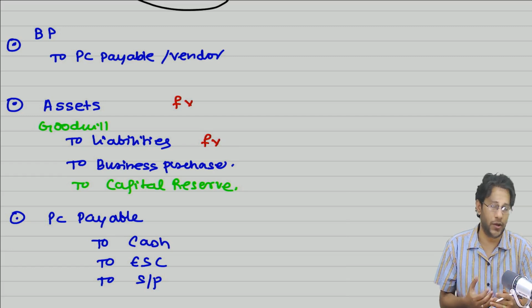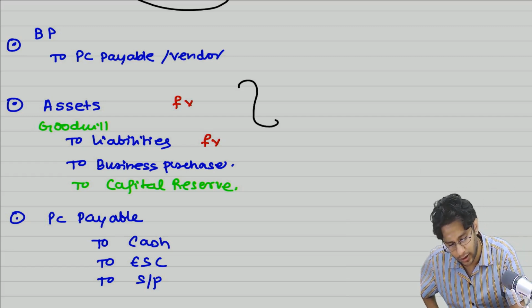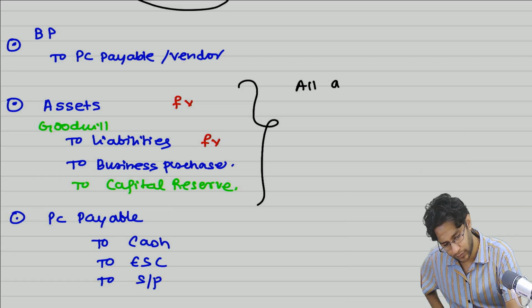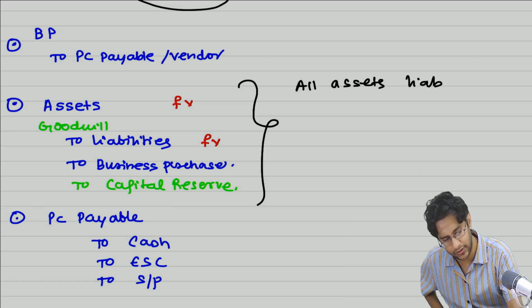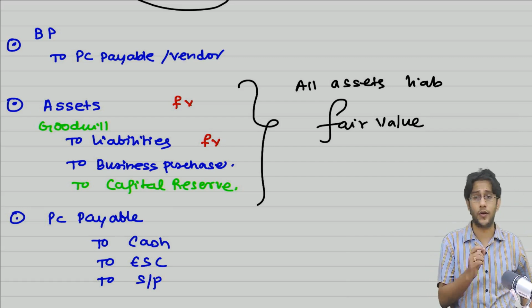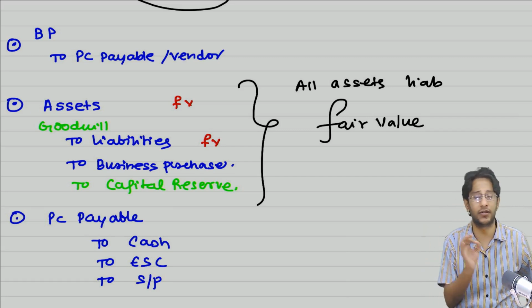Sir, in a business combination transaction, when I incorporate assets and liabilities, at what amount should the entry be recorded? The general rule is all assets and all liabilities should be recorded only at fair value. Fair value on which date? Fair value on the date of acquisition. That acquisition date fair value. So you have to record all the assets and all the liabilities.